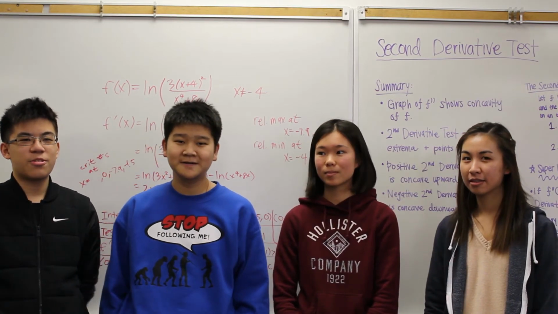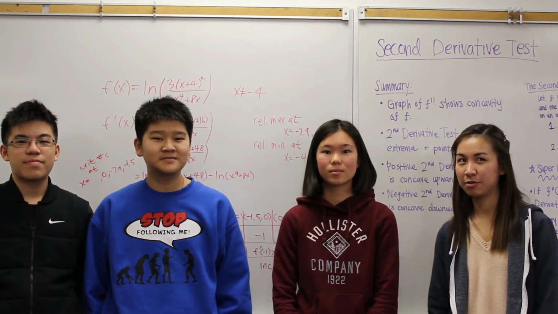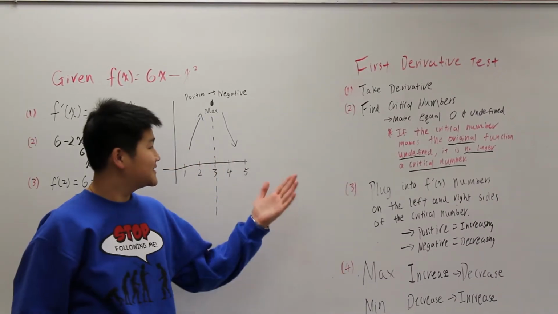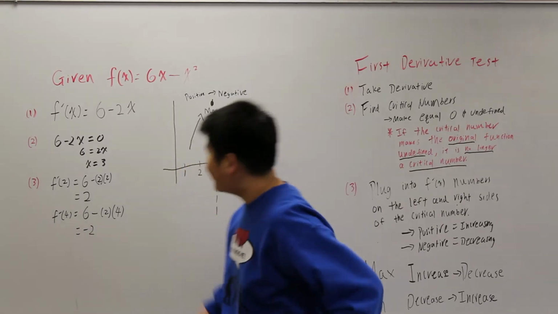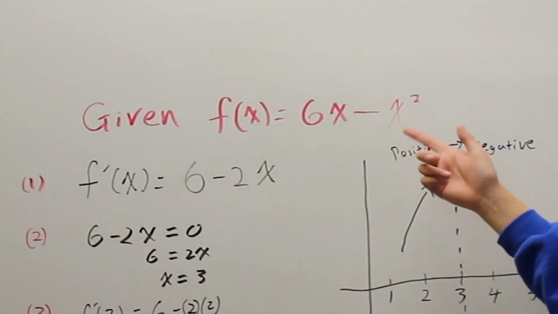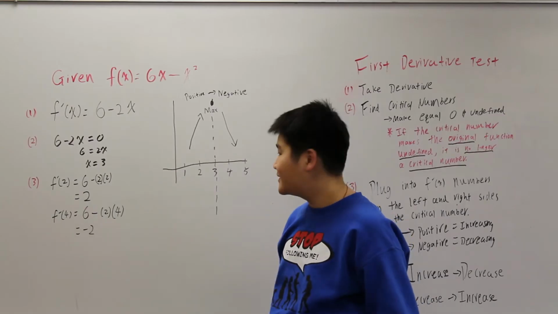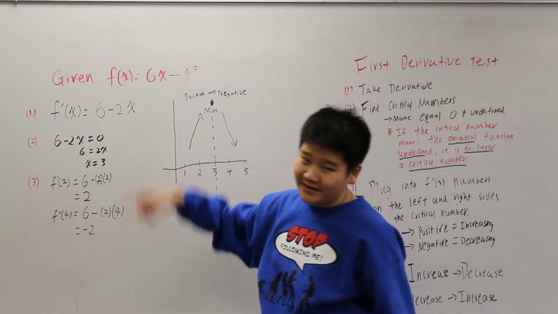I'm Toby. I'm Joshua. And we'll be presenting on the first and second derivative test. So the first derivative test. The first step is of course to take the derivative. In this case, we have f of x equals 6x minus x squared. After you take the derivative, you get 6 minus 2x, right?